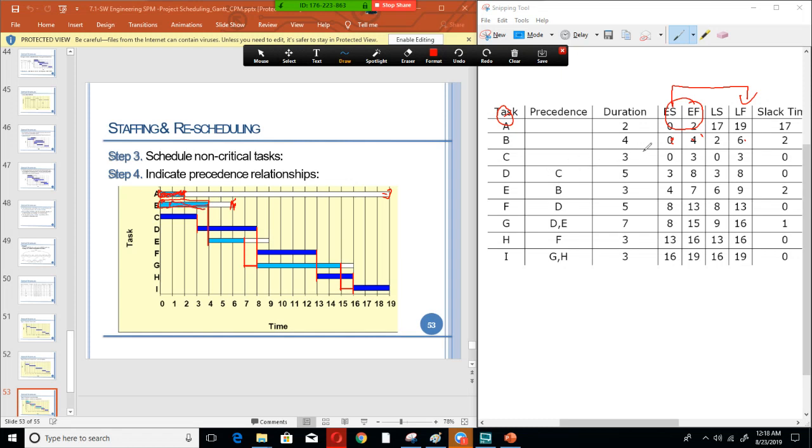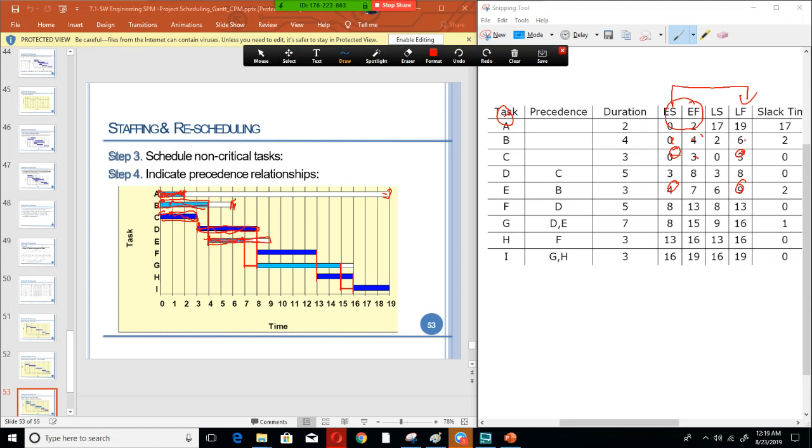For C, from 0 to 3 we'll draw the line and we'll fill the line from 0 to 3, so we'll fill it completely. For D, we'll draw the line from 3 to 8 and we'll fill the line from 3 to 8, so we'll fill it completely. For E it would be different, so let us look at what happens for E. We'll draw the line from 4 to 9, and next we'll fill it from 4 to 7.